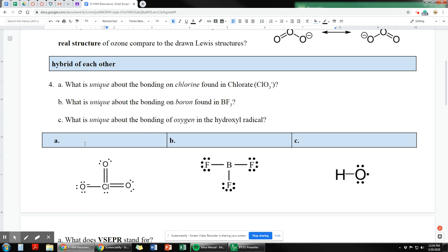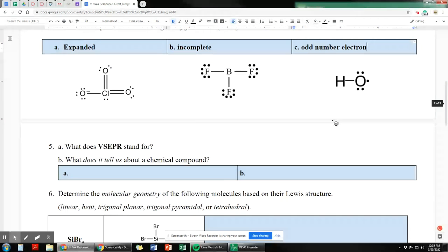They're all equal. We talked about expanded and incomplete and odd electron octets. And so if you look at chlorate and count up 2, 4, 6, 8, 10, 12, it has an expanded octet. And that's an exception. If you look at BF3, it only has 6. This is what's called an incomplete octet. And if you look at the hydroxyl radical, because oxygen and hydrogen plus the 1 electron only add up to 7 electrons, it's not going to be able to achieve an octet. And so it's an odd number electron. And so, again, we said those are really reactive. They're free radicals, and they're going to try to take electrons.